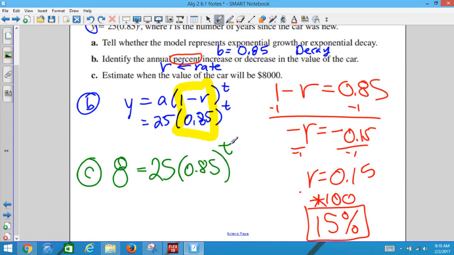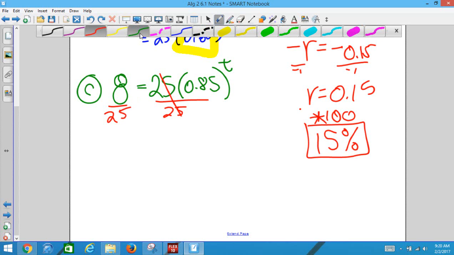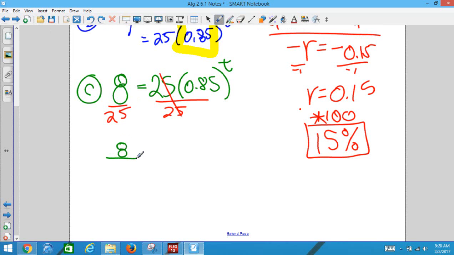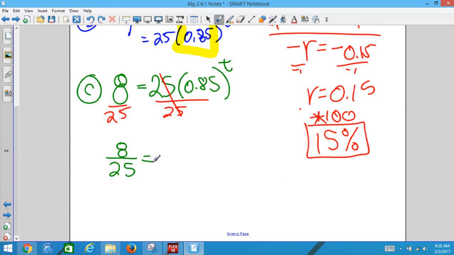Divide by 25. Okay, we can divide by 25, and that will cancel out. This is probably something like a decimal, but I'm just going to leave it as a fraction for right now. How am I going to solve for that? There's some way, I don't exactly know how, but you can use some kind of log scale to get that by itself, I don't know how though.